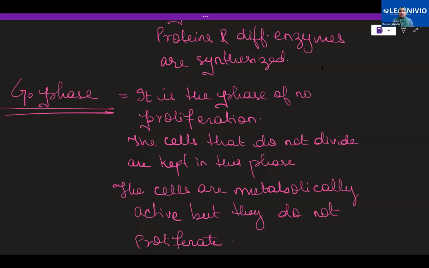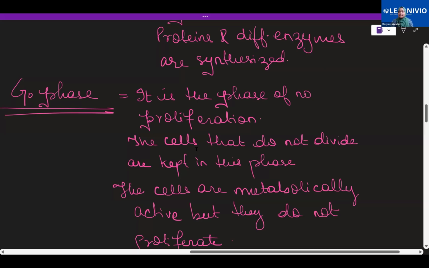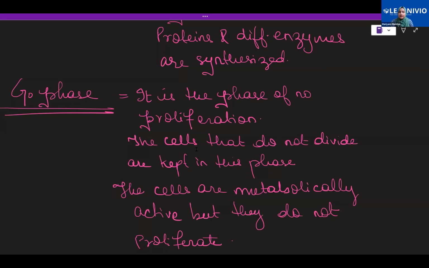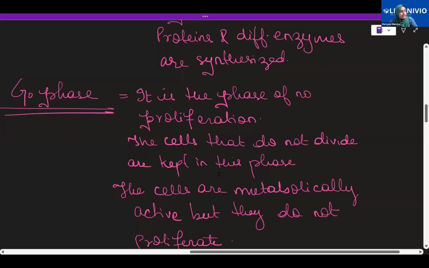Yes. So remember, nerve cells and heart cells never divide. So they are always in the quiescent stage. But a few cells, like the liver cells, have to divide later on, not right now. They'll stay in the G naught phase until they are needed to divide. Clear? Any doubts? No.